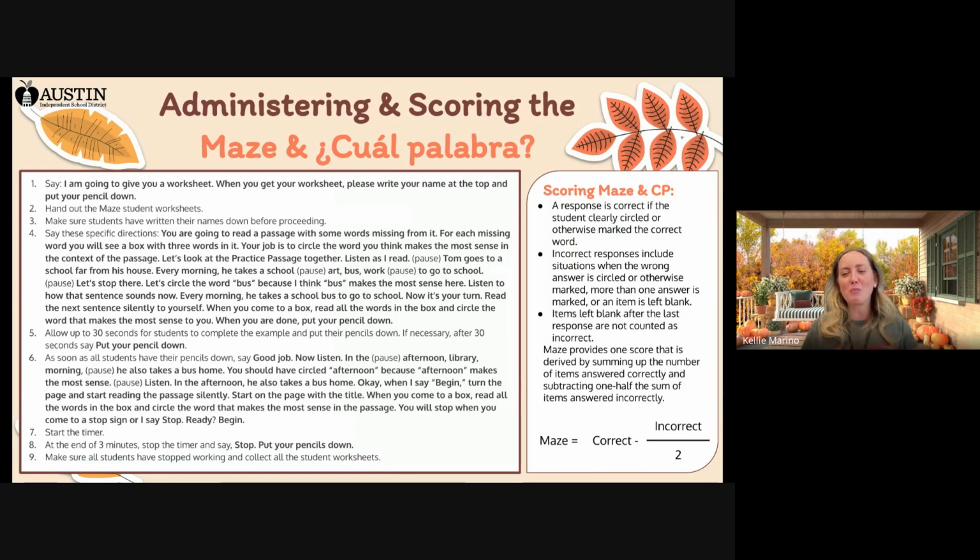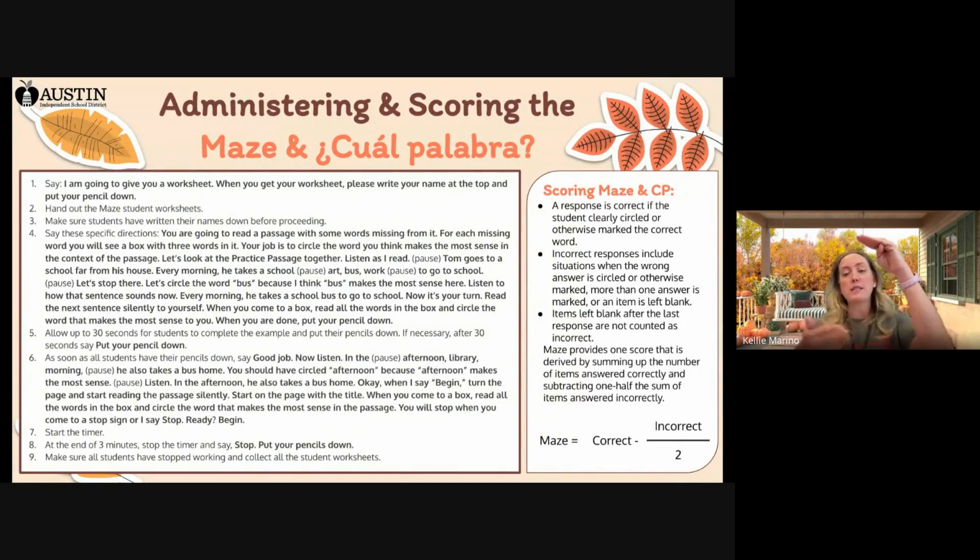Okay, so a response is marked correct if the student clearly circled or otherwise marked the correct word. So if you let them use highlighters or whatever, if they mark the correct word out of the 3, it's correct. An incorrect is anything where the wrong answer is circled, or maybe they marked more than one answer, or they left an item blank.